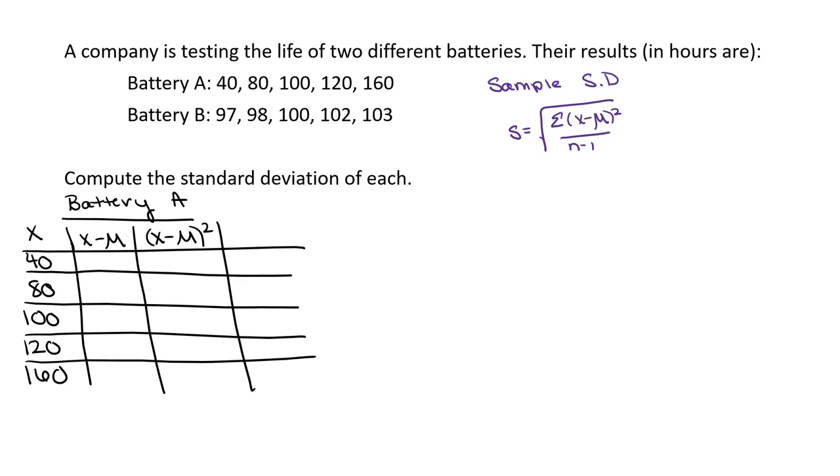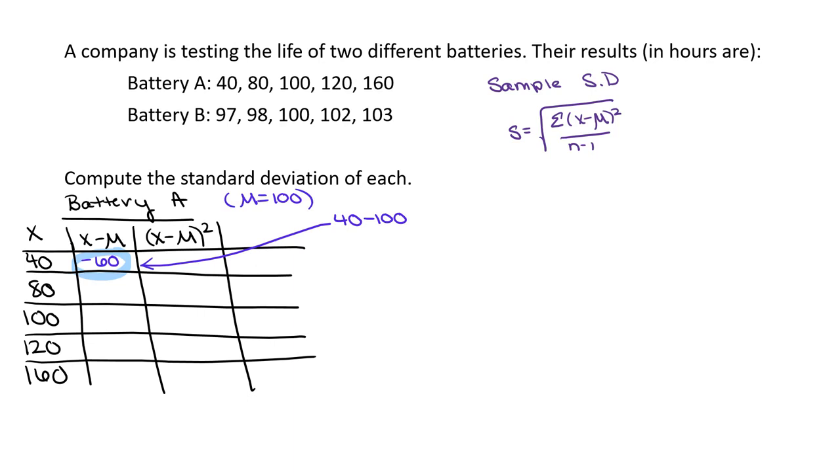So we'll start with battery A, and I usually like to do my work in a table. It just helps me stay organized. So I'm going to start by listing, I'm going to call it X, all of the numbers in my data set. So 40, 80, 100, 120, 160. So I list all the numbers in my data set, and then the next thing I have to do is take each of those values minus the mean. So the difference from the value and the mean. We computed earlier that the mean or the average of this data set is 100. So for each of these x's, I'm going to do x minus the mean.